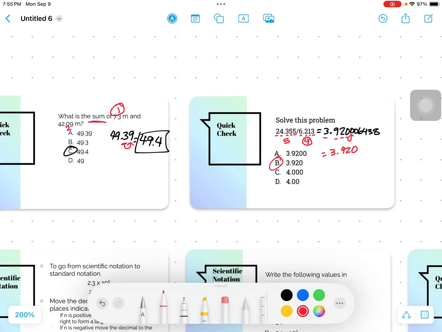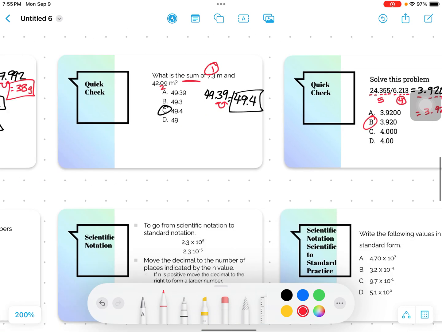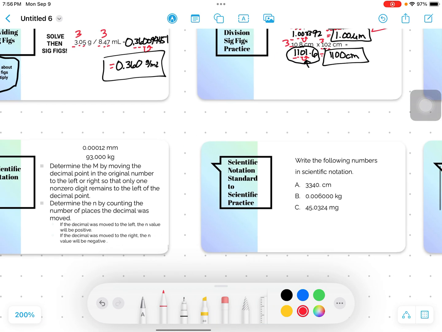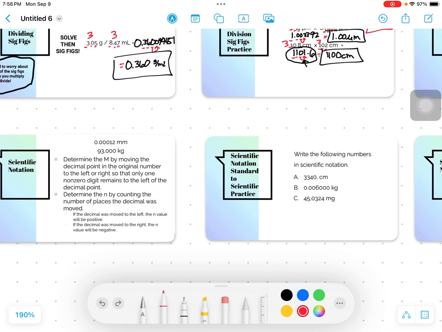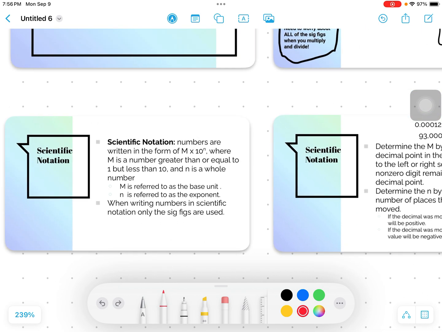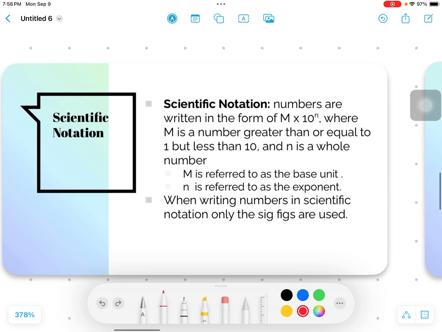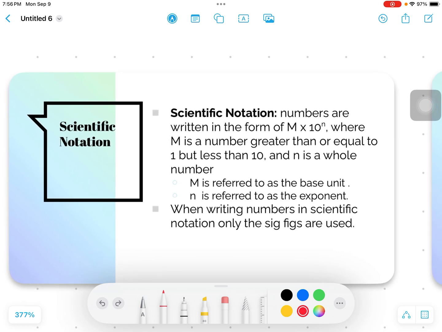Okay, so that is how we multiply and divide by our sig figs, and also how we talk about adding and subtracting. Now we're going to get into scientific notation. We use scientific notation a lot in chemistry, purely because we have some really big numbers, and it's just easier to talk about them in scientific notation than it is writing numbers that have 30 digits to it.